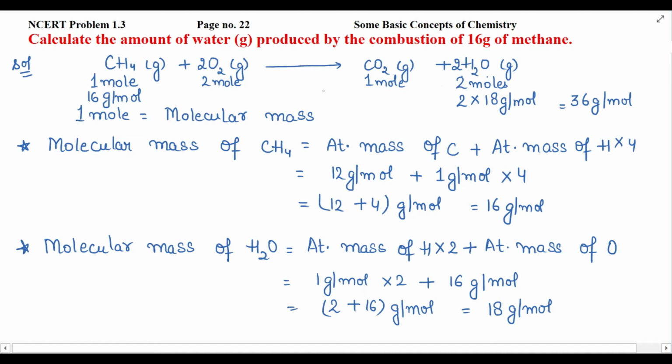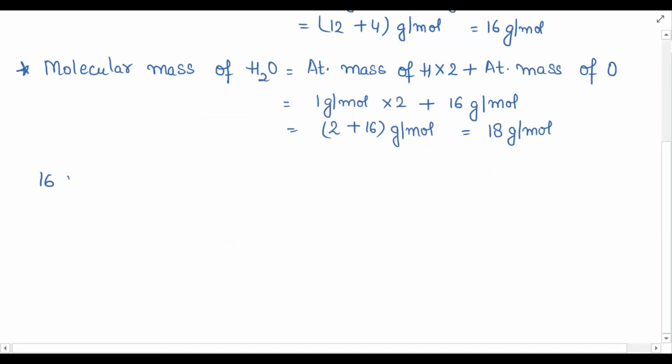So this is the answer of your question. So we'll write 16 gram of CH4 will produce 36 gram of water.